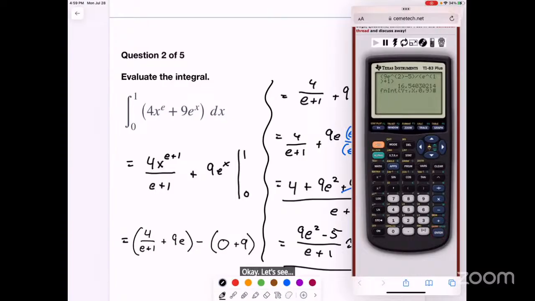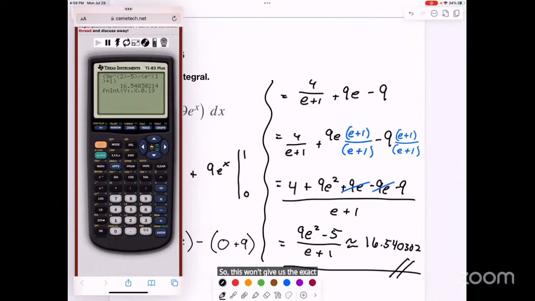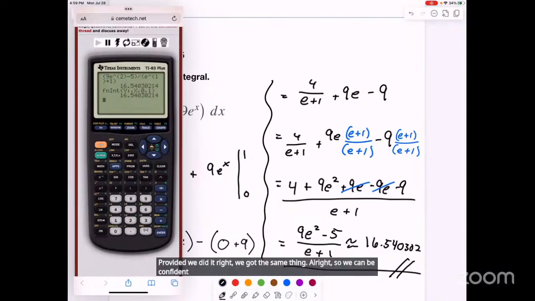As x goes from 0 to 1. So this won't give us the exact, this should give us the decimal approximation, provided we did it right. We got the same thing, right? So we can be confident in our result.